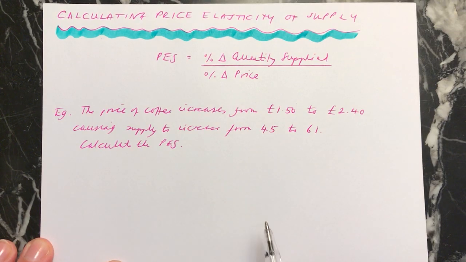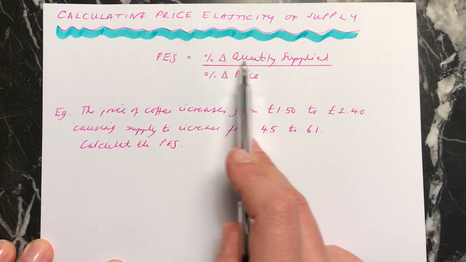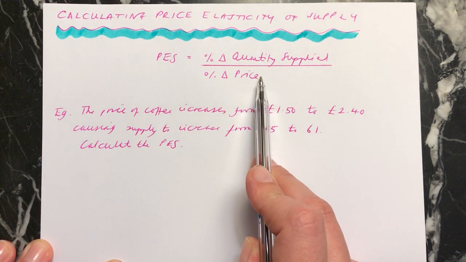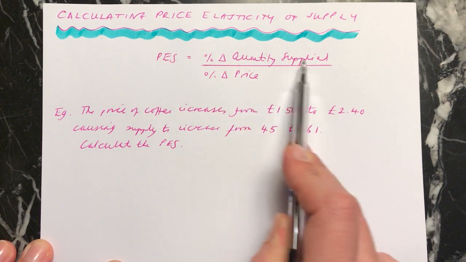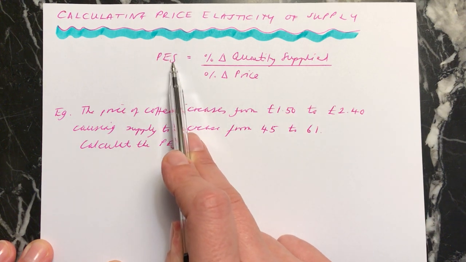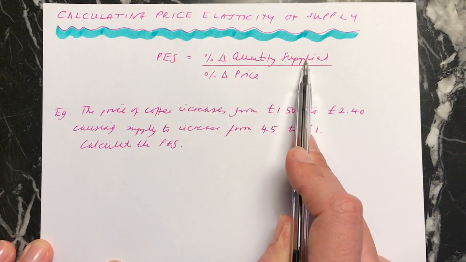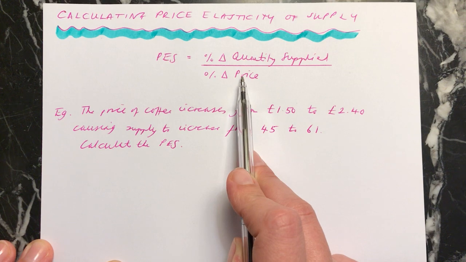Hi everybody, in this video we're now going to do a calculation for price elasticity of supply. We know that our formula is going to be percentage change in quantity supplied divided by the percentage change in price. Remember that with elasticities, demand or supply always goes on the top line. And here it's supply in our definition, and therefore we need percentage change in quantity supplied on the top line. And bottom line, percentage change in price.